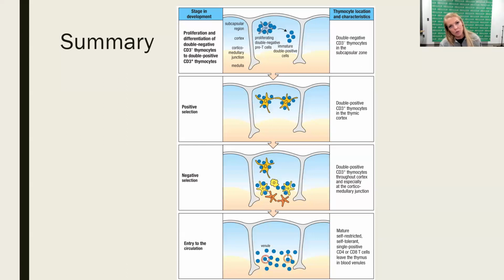Negative selection will remove those T cells that bind too tightly to self-protein in association with MHC. Positive selection will also create a single positive T cell. And then they can leave and go out and search for antigen as mature, MHC restricted, single positive, either CD4 or CD8 T cells.